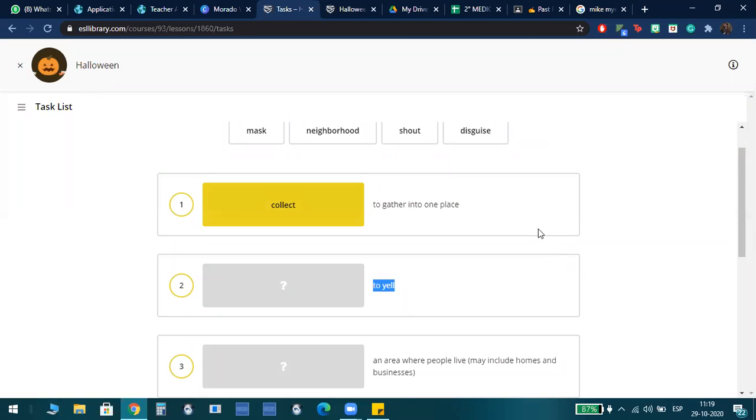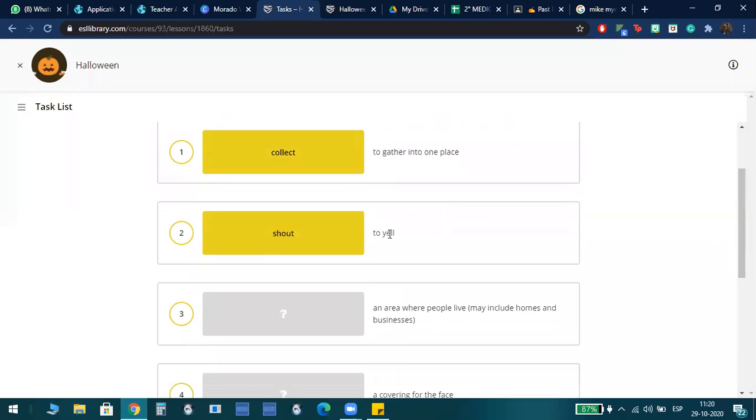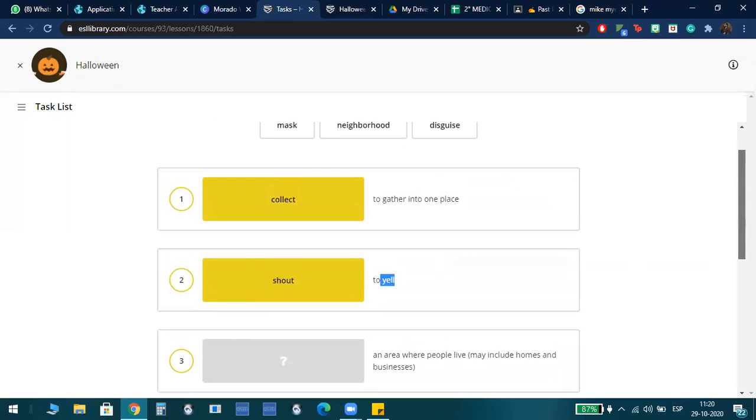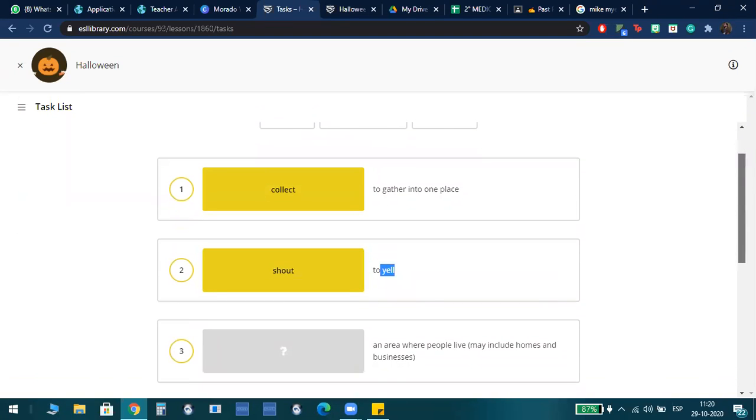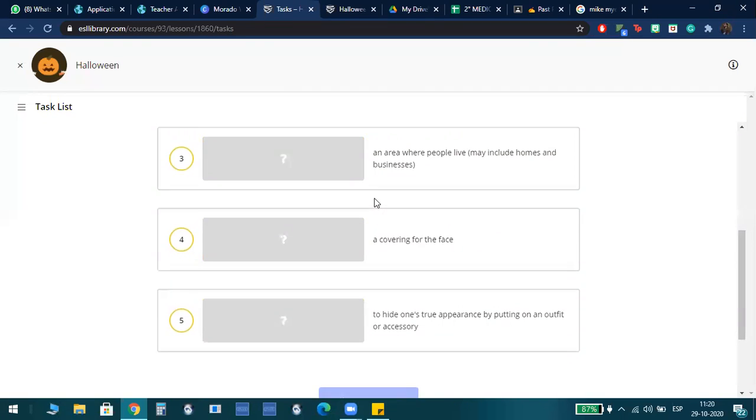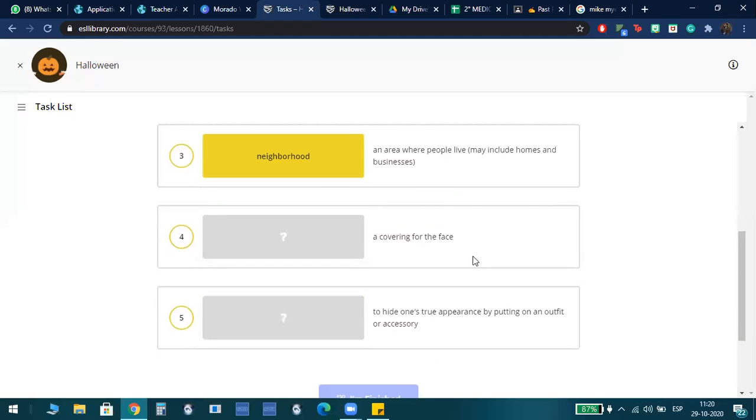To yell, when you yell, hey, what's up? To scream, to shout, yes. You have to shout. Yes, scream and shout. To yell. It's the same when you yell at someone. Okay, it's an area where people live, including homes and businesses. Neighborhood. The neighborhood.